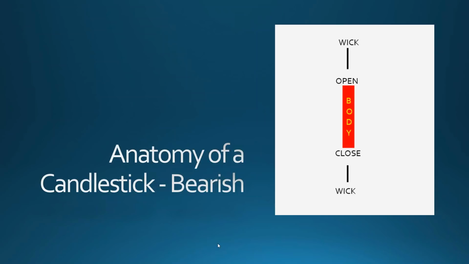Now, a bearish candlestick is very similar, except on the body. The body is what makes it different because the open is at the top of the body, the close is at the bottom of the body. Now the upper wick and the lower wick typically still exist. This would represent the low, this would represent the high.